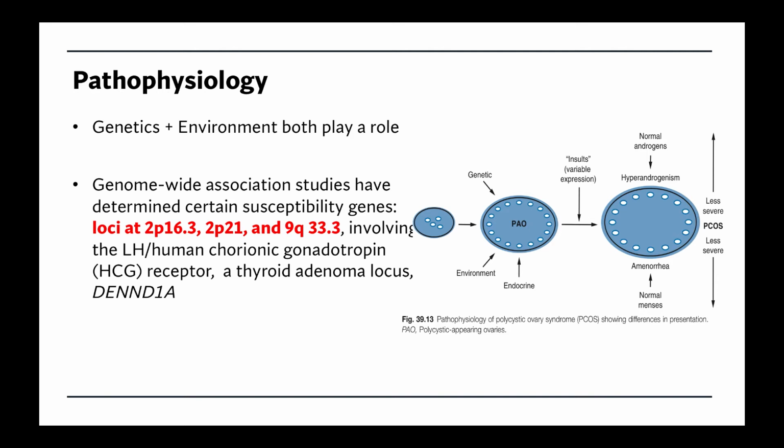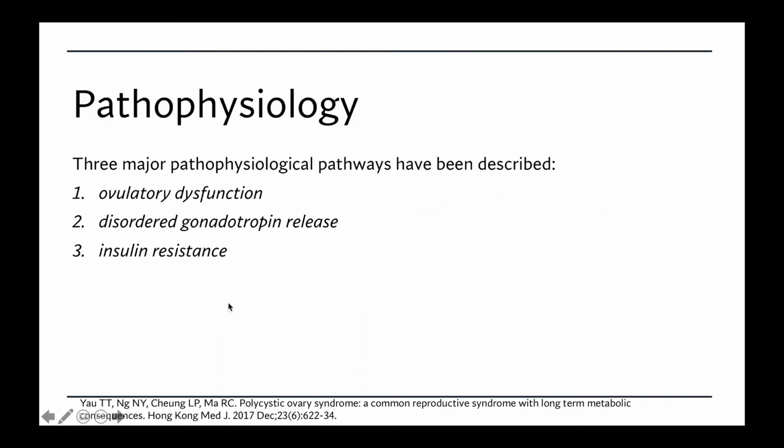Genetics and environment both play a significant role in the development of PCOS, and there are genome-wide association studies that have determined certain susceptibility genes for PCOS. This includes loci at 2p16.3, 2p21, and 9q33.3 involving the LH human chorionic gonadotropin receptor, a thyroid adenoma locus, and DENND1A. There are three major pathophysiological pathways that have been described in PCOS. In the following slides, we will discuss each of these.